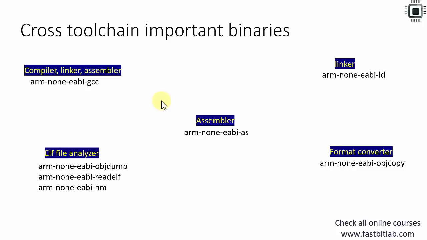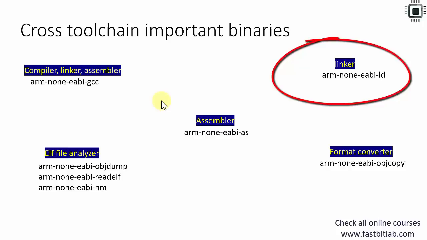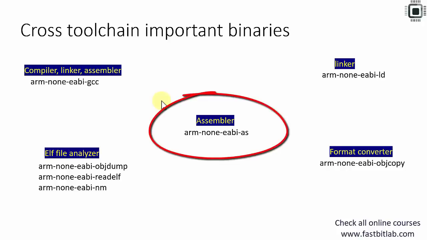These are some of the important binaries which you must be aware of. The first one is arm-none-eabi-gcc. This not only does compilation, it also does assembling and linking. So with this one command, you can compile, assemble, and link your applications. And if you want to invoke the linker explicitly, then you can use this command, arm-none-eabi-ld. And this is actually an assembler. The assembler converts assembly language files to machine code. That's what we call an assembler.